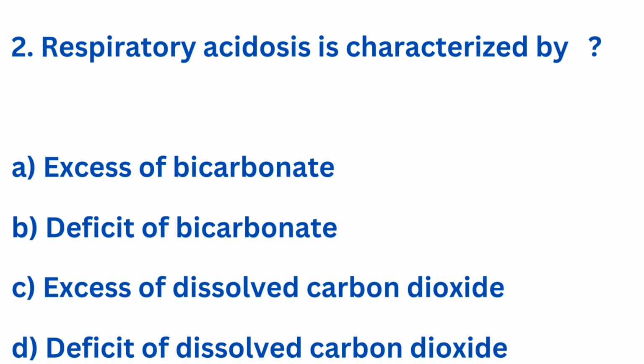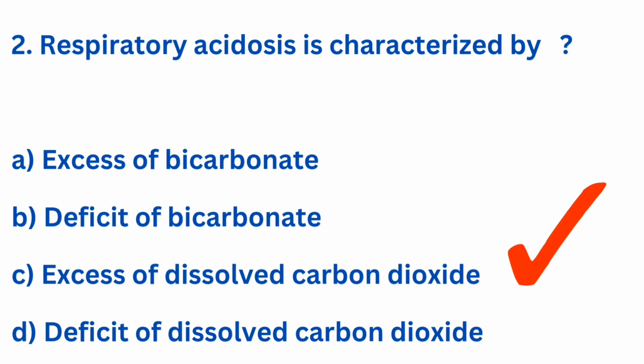Question number 2. Respiratory acidosis is characterized by option A, excess of bicarbonate, option B, deficit of bicarbonate, option C, excess of dissolved carbon dioxide, option D, deficit of dissolved carbon dioxide. Which one of the following causes respiratory acidosis? The right answer is option C, excess of dissolved carbon dioxide.